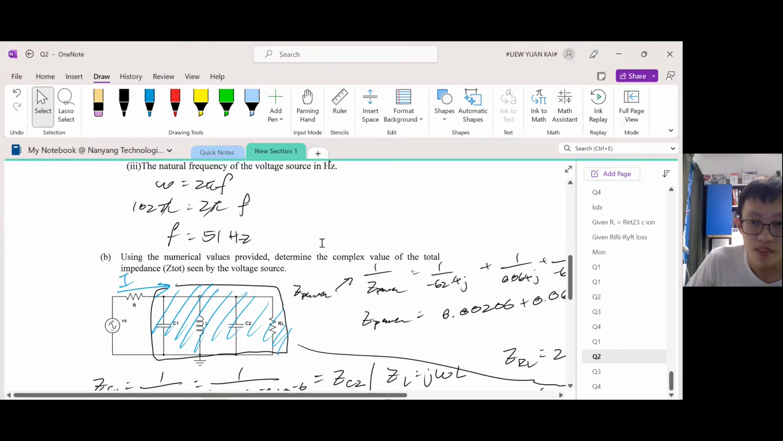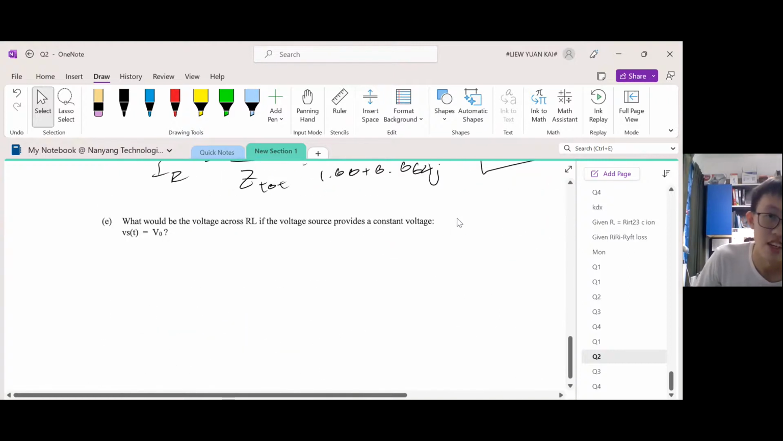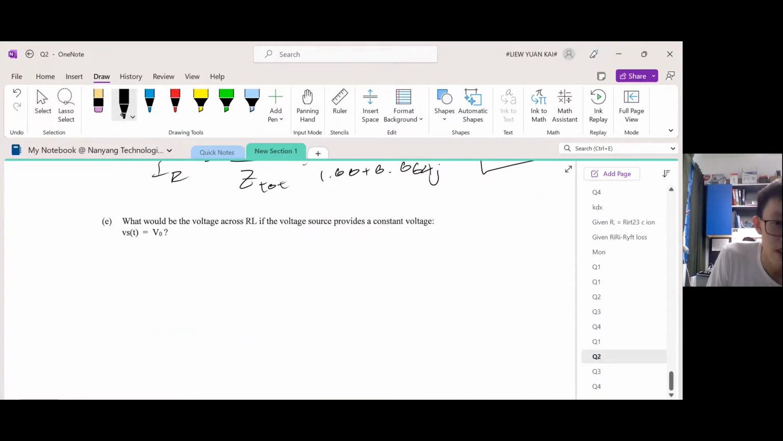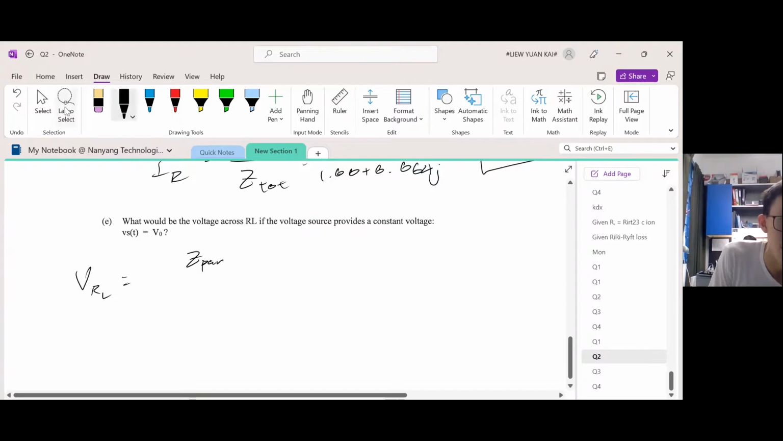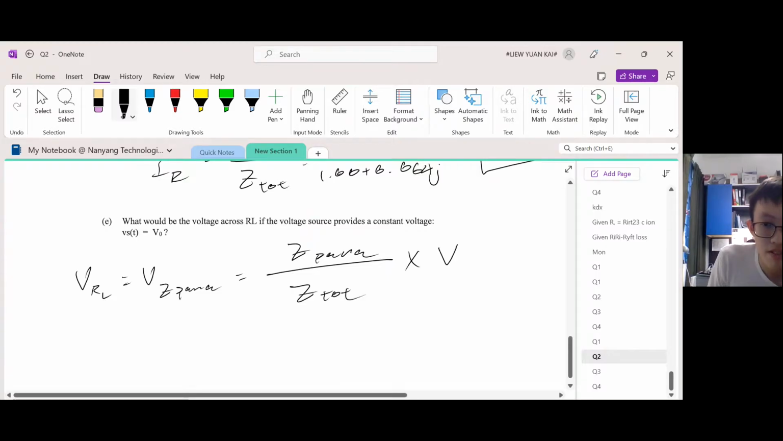Okay, so how to find the voltage difference across RL, or Z para? We're going to use potential divider. So potential divider states that if you want to find the V across RL, which is actually the same as V, okay, I'm going to state this explicitly, the V across RL is the same as the V across Z para. And we will find this using the potential divider, this over the total multiplied by the voltage source.